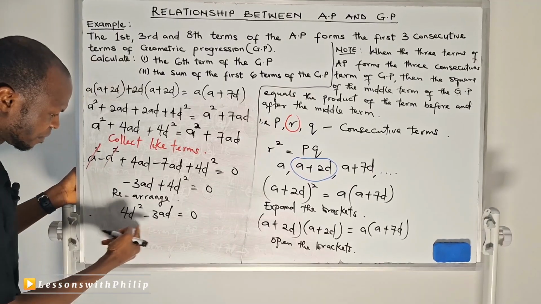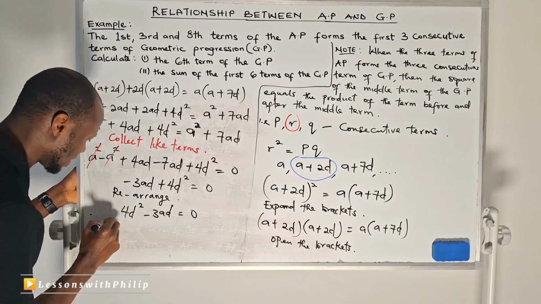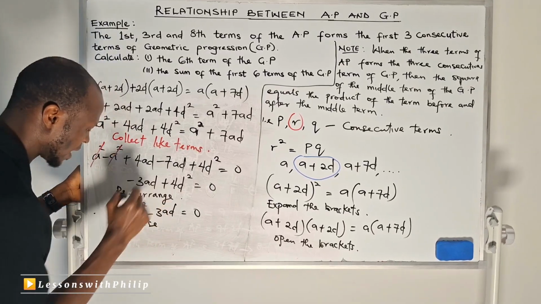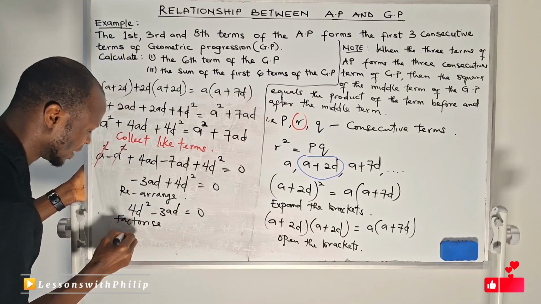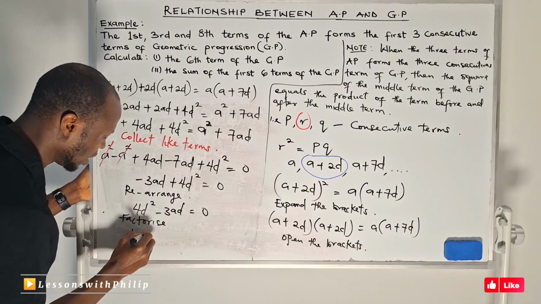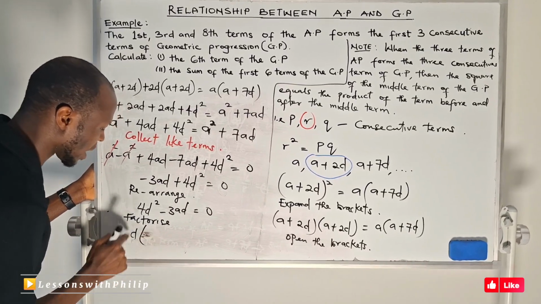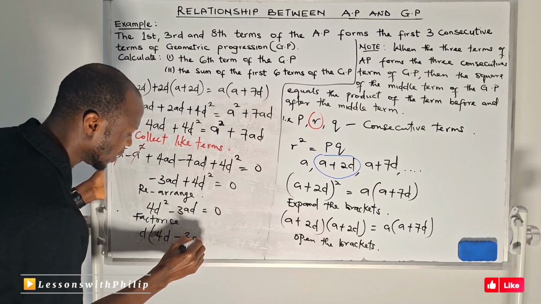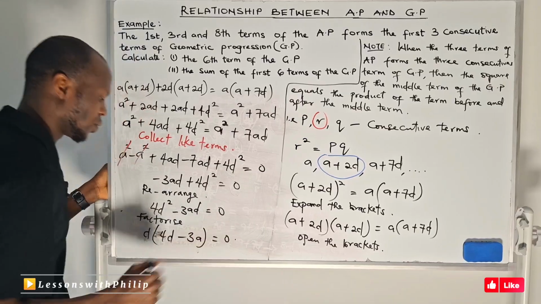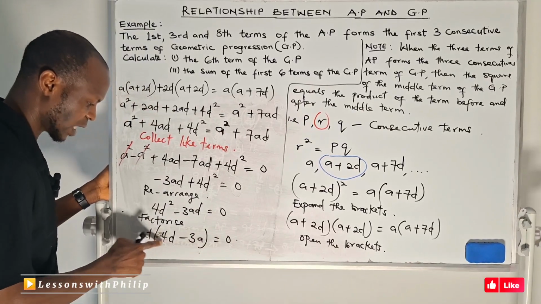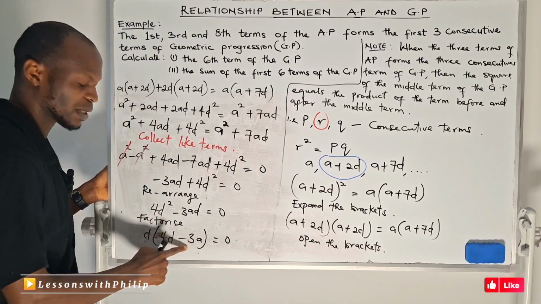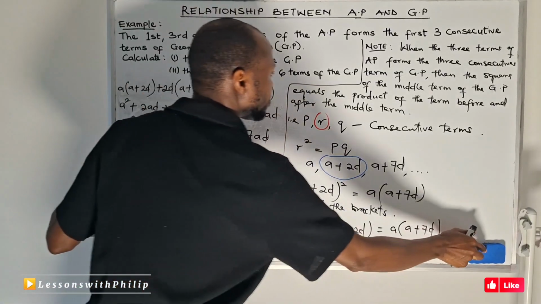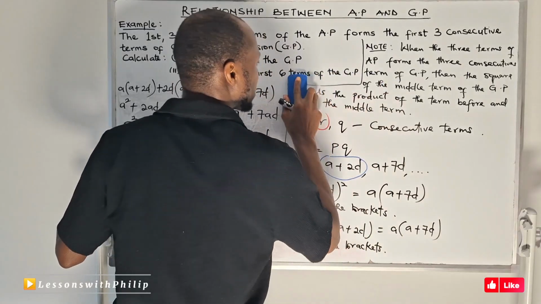So I can factor this. If I factorize this expression, what is the common factor? That is D into bracket. If you remove D from this, we have 4D minus 3A equals 0. So if you open this bracket, D times 4D will give me 4D squared. D times minus 3A will give me minus 3AD. Do you get it?